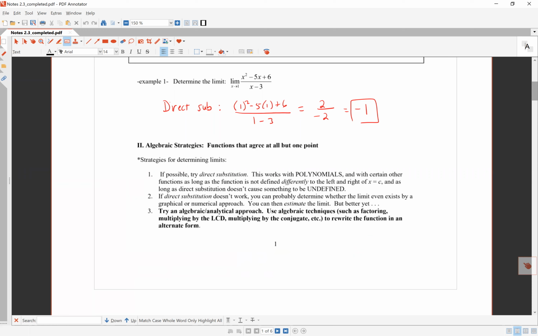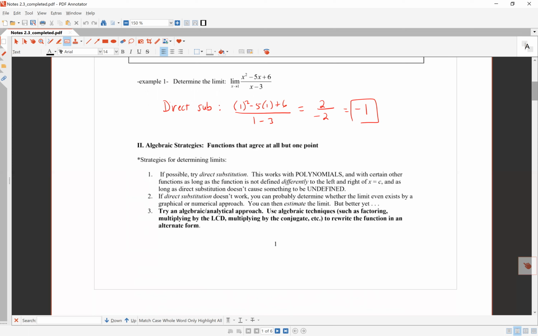Okay, so in this problem number 1 we just looked at, we just used direct substitution. The limit of x squared minus 5x plus 6 divided by x minus 3, as x goes to 1. We tried direct substitution and didn't run into any problems. We're not dividing by 0, and we're not trying to take the square root of a negative number. So that's actually our favorite kind of limit to find, where we can just do direct substitution.